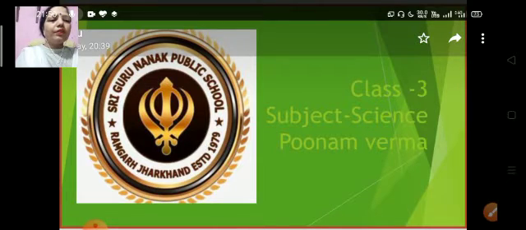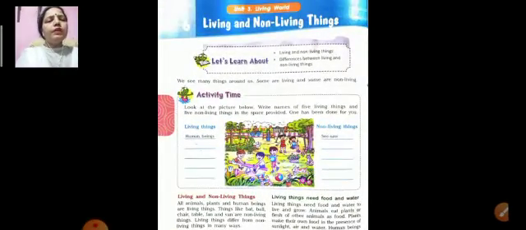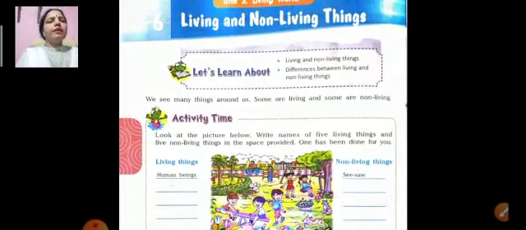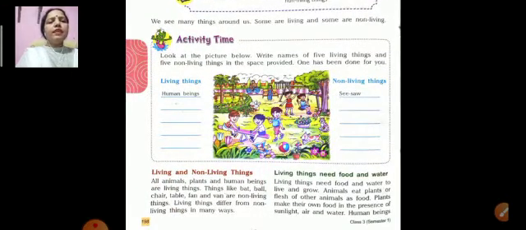So today we are going to learn about living things and non-living things, chapter number 6 of science. In this chapter we will learn about living and non-living things and the difference between them. So what are living things and non-living things?